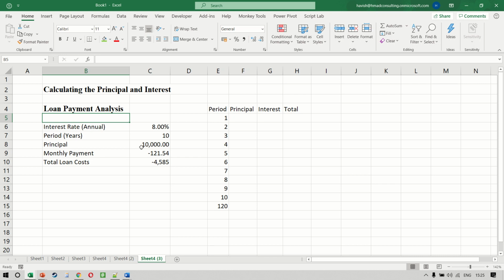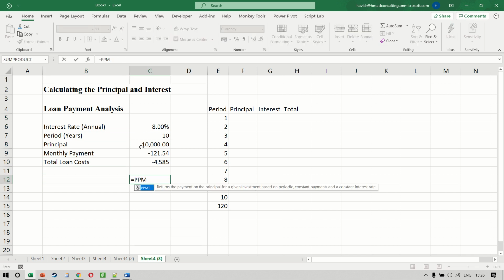The two components of a loan payment are the principal repayment and the interest charges. Now, interest charges are usually front loaded, which means that the interest component is highest at the beginning of the loan and it gradually decreases with each payment. For this, we use two functions. One is the PPMT function, and the other is the IPMT function to calculate the principal and the interest amount.